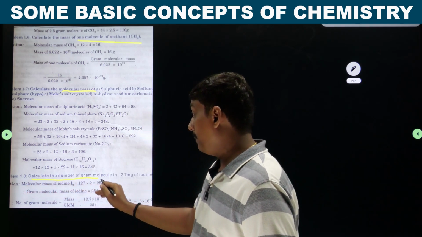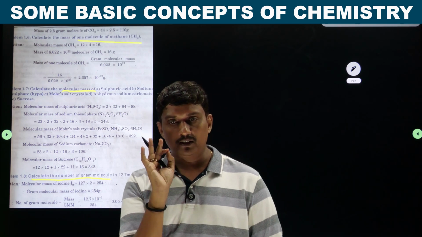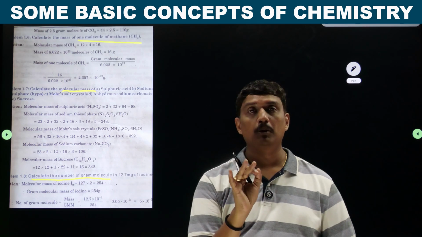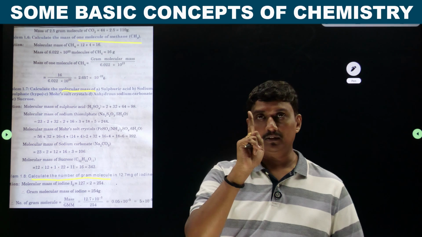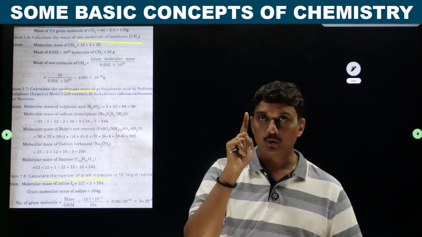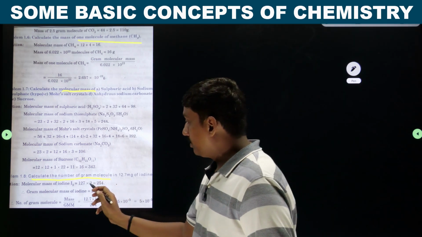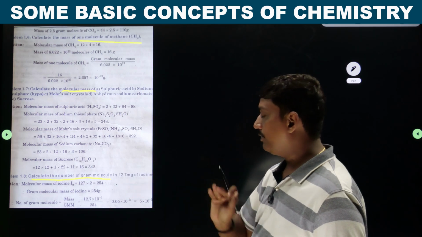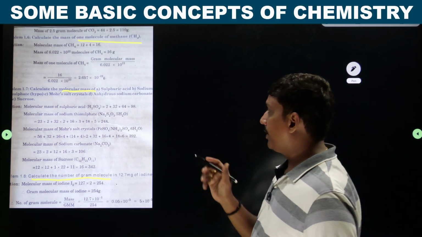Calculate the number of gram molecules. First, you should know what is the meaning of gram molecule. Gram molecule means the gram molecular mass of a substance. So, 1 gram molecular mass of a substance is equal to 1 mole. 1 mole is equal to Avogadro number. So, here, 12.7 mg of iodine is given.